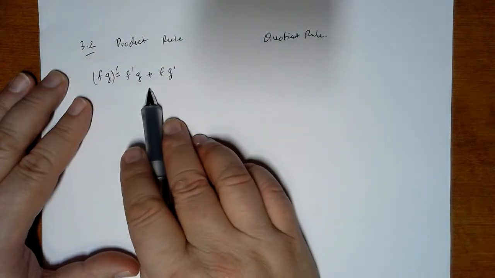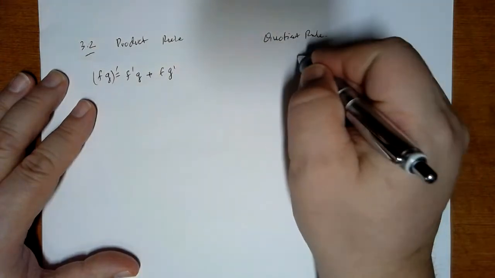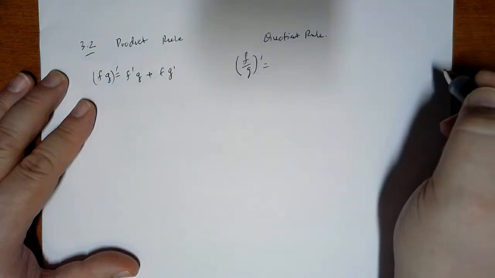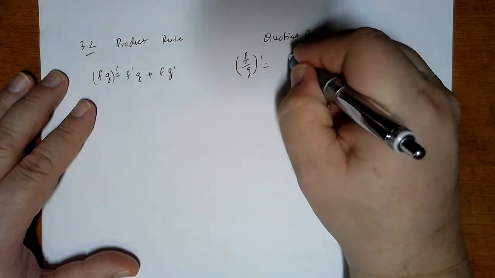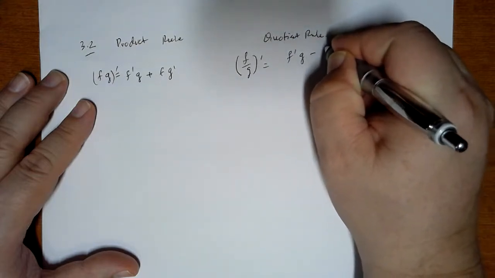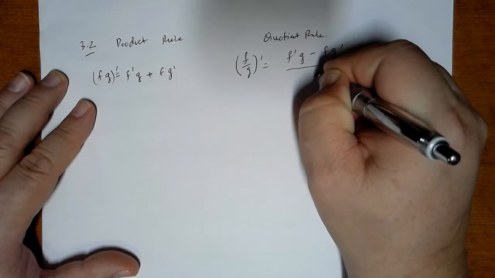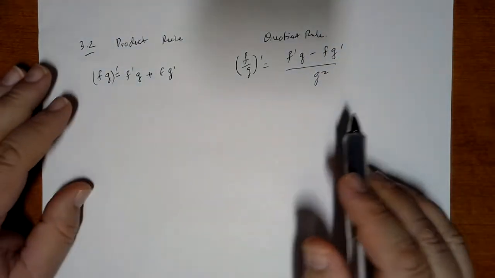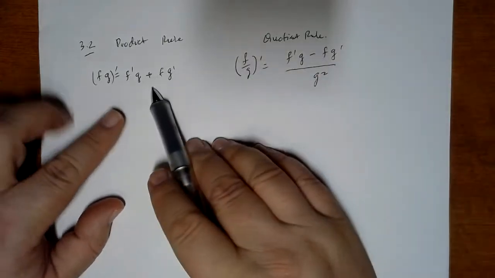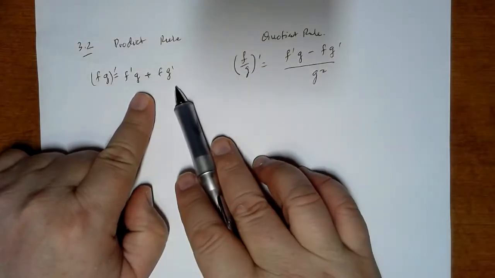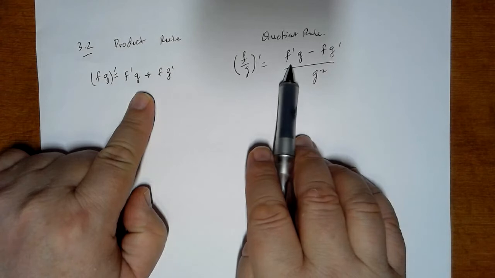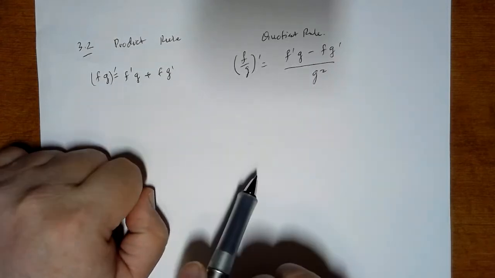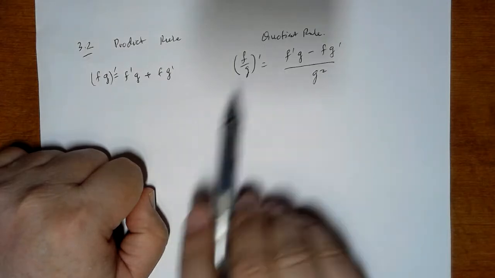Good. Quotient rule. Now I wrote it this way. The book tends to write it a different way. And the quotient rule says that if I have f divided by g, then I'm going to take f prime g minus fg prime divided by g squared. So the main thing here is that notice that the order of these terms is the same, but I just changed the positive to a negative and then put it over g squared. Okay, and so again, that's the quotient rule.